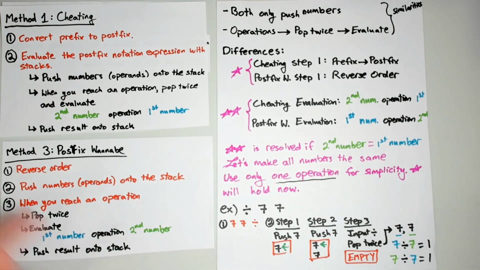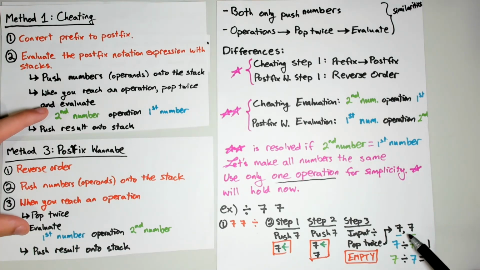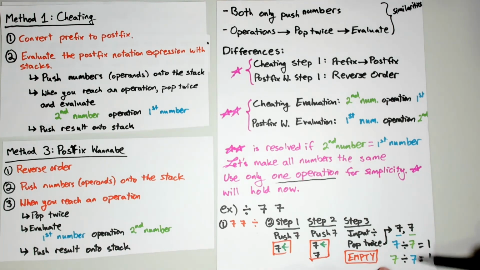The only difference could come in with these orders being different here. So when we evaluate, we do the first 7 divided by the second 7. But because these are the same number, it doesn't matter, right? Even though this is technically the first 7 and this is technically the second 7, we get the same expression overall, and that's what this question is asking for. And we get 1 in both cases.